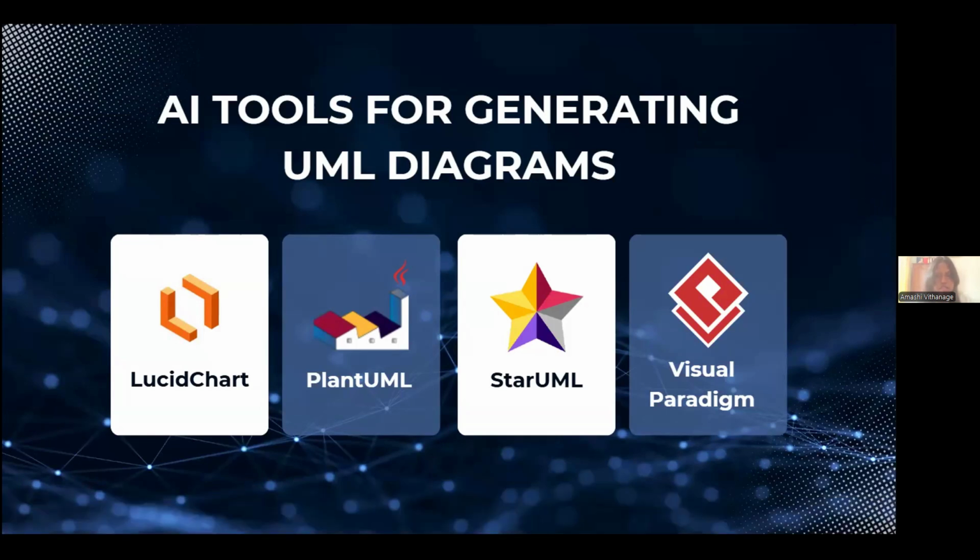First, we have Lucidchart, a cloud-based tool by Lucid Software. It uses AI to provide auto suggestions for UML classes and relationships. For example, typing "class customer" can instantly generate a diagram. Next, PlantUML, an open source tool that converts simple text into UML diagrams.